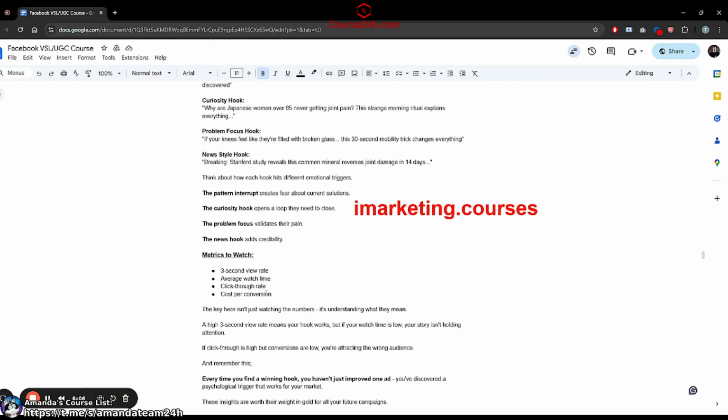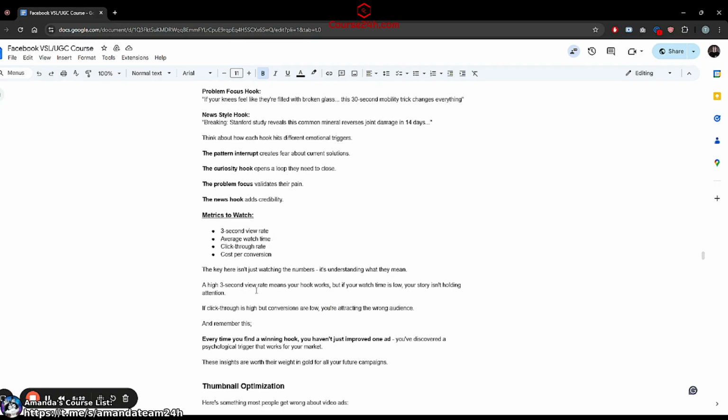Metrics to watch when looking at the split test are the 3-second view rate, average watch time, the click-through rate, and the cost per conversion. The key here isn't just watching the numbers, it's understanding what they mean. A high 3-second view rate means your hook works, but if your watch time is low, your story isn't holding attention. If click-through is high but conversions are low, you're attracting the wrong audience.